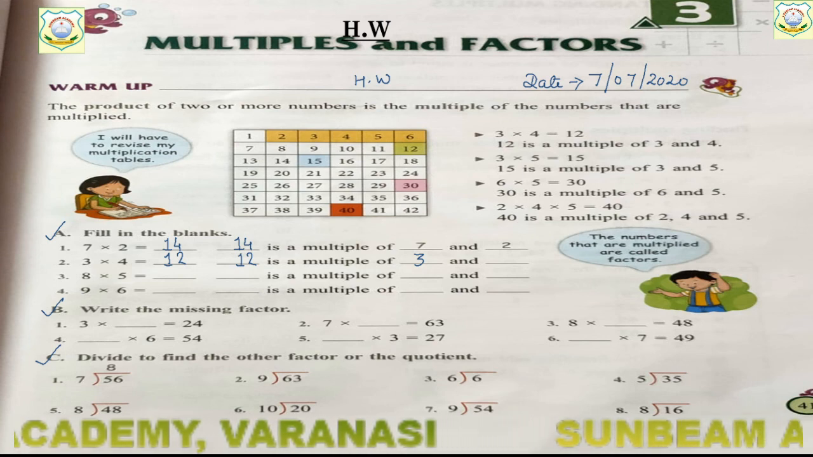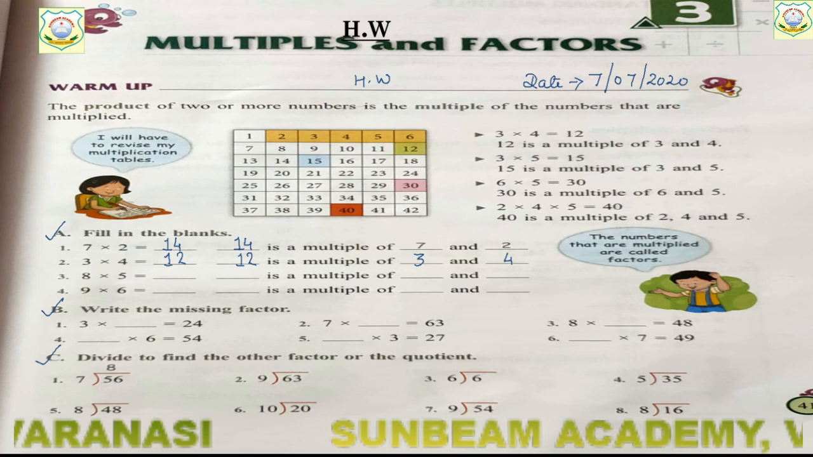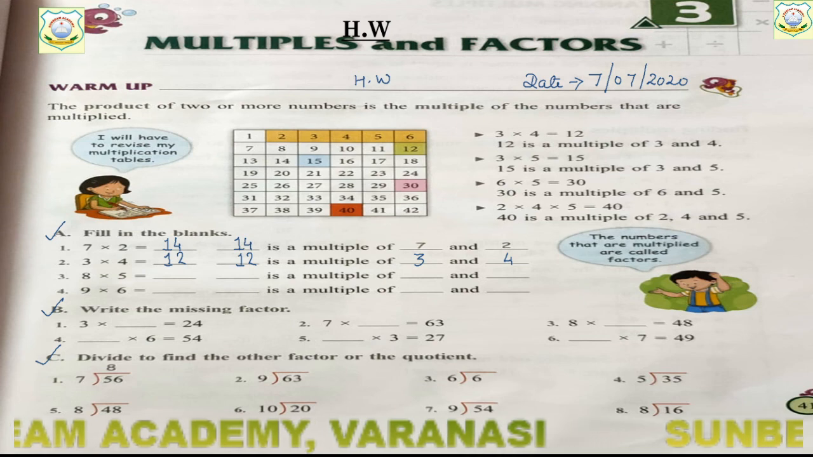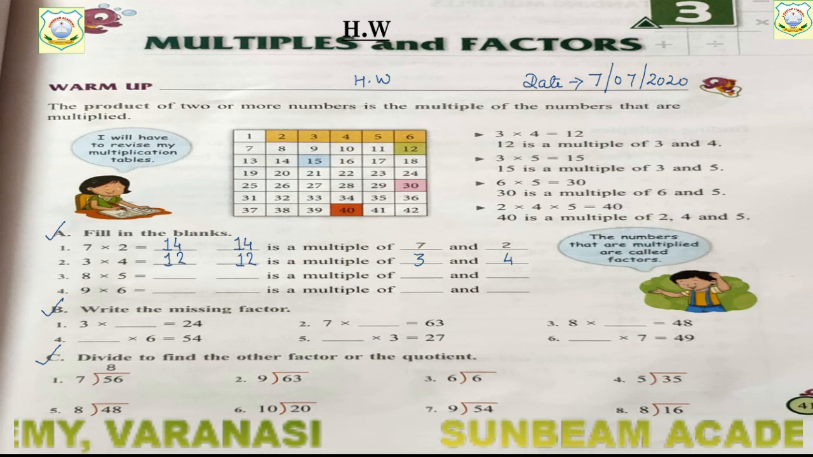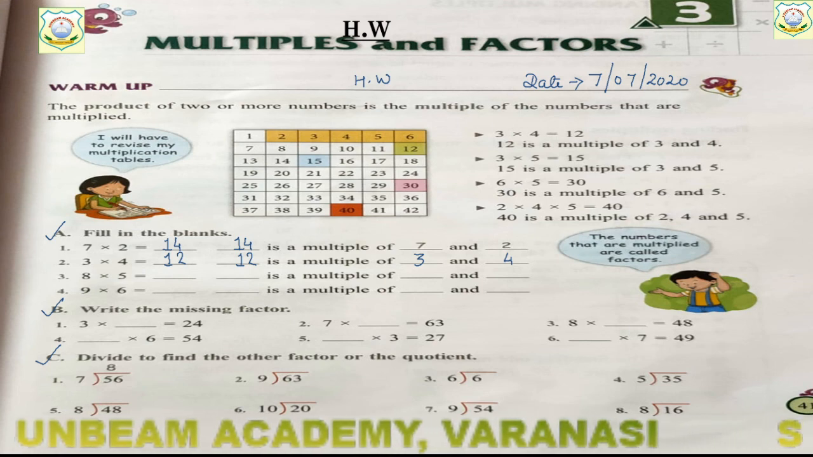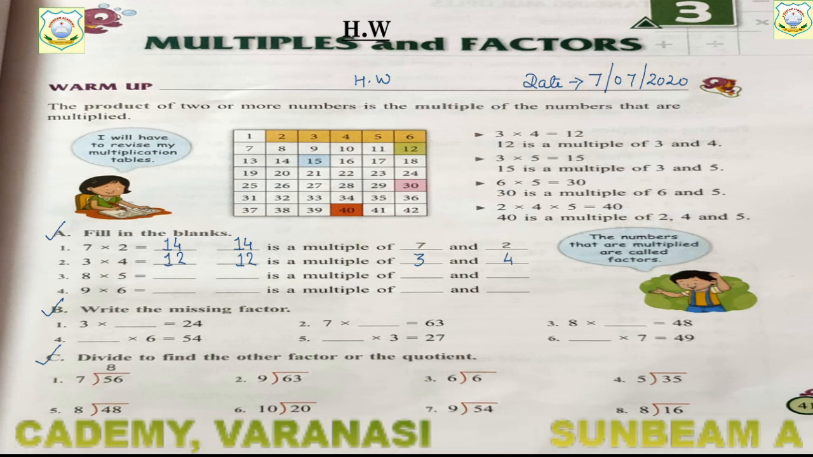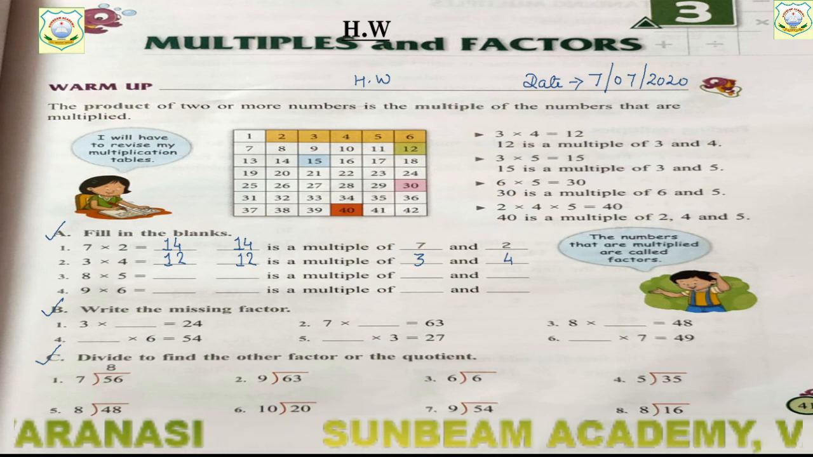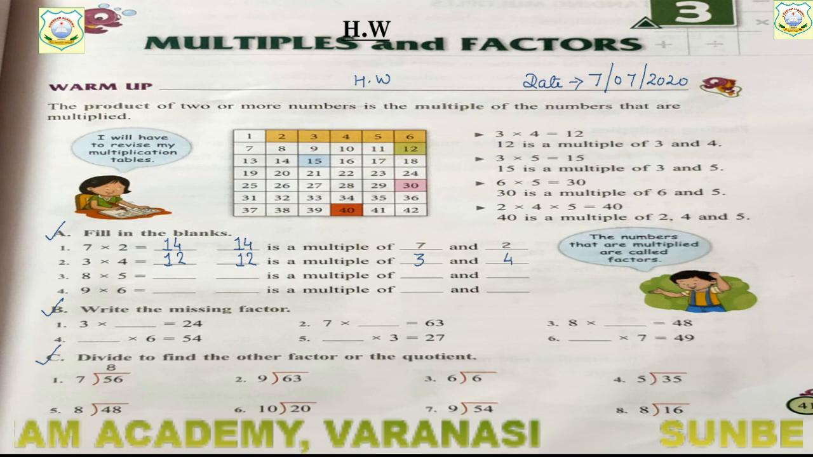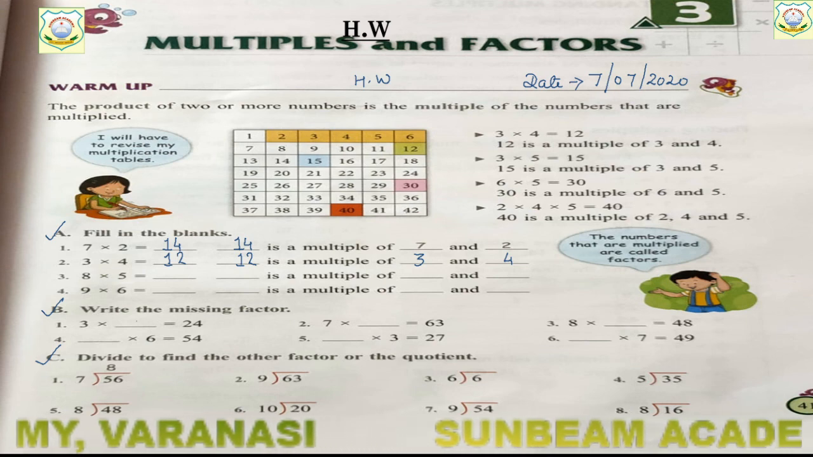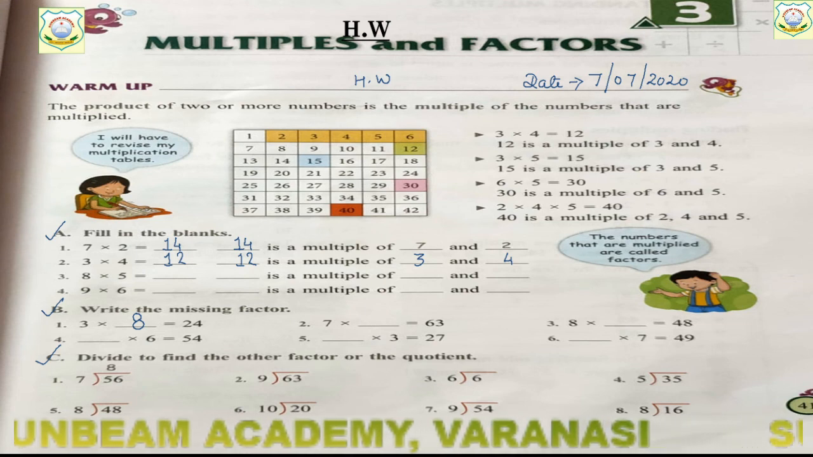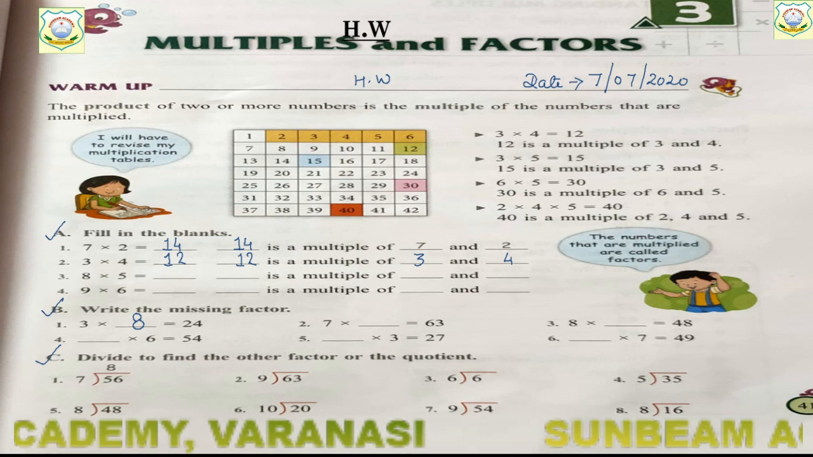So 3 and 4. Got it? In this way you have to do the first question. Now the second one. Write the missing factor. Okay. So now we have to write what? We have to write the missing factor. Right? So you can see there is written 3 multiplied by dash equals 24. So what will be here? 3 multiplied by 8 equals 24. 8 3s are 24. Okay. So in this way you have to complete question B.